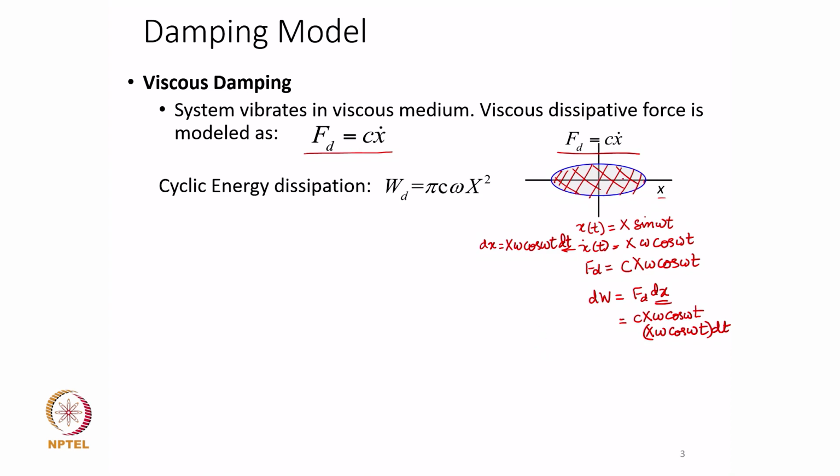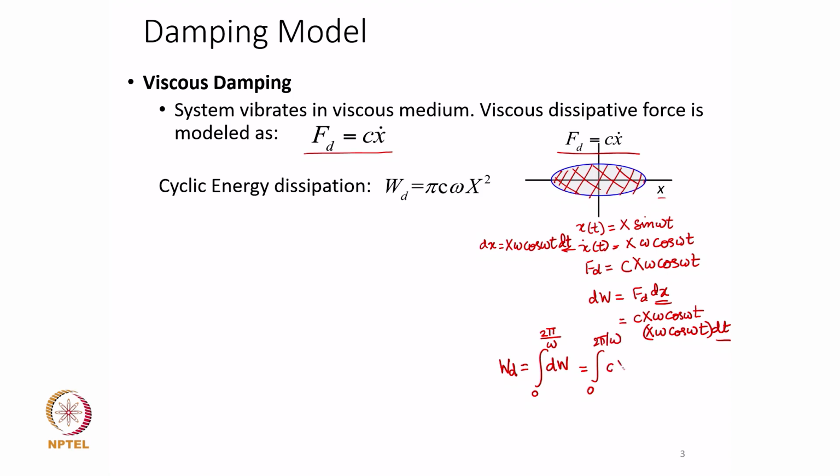So, if I want to find the total energy dissipated, that is W d, that W d is going to be the cyclic integral of dW. Let us say, because we have got this in terms of time, the total time for one cycle is going to be 2 pi over omega. Okay. So, that is the period of one oscillation here, right. So, this total energy dissipated is going to be the integral from 0 to 2 pi over omega.